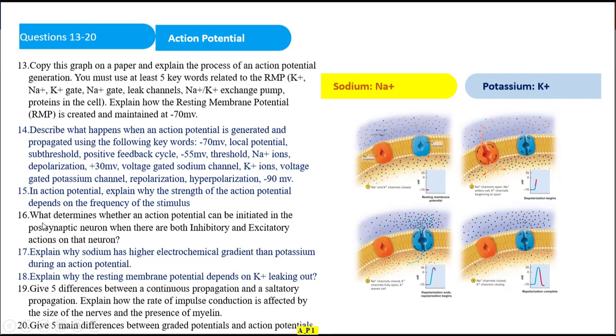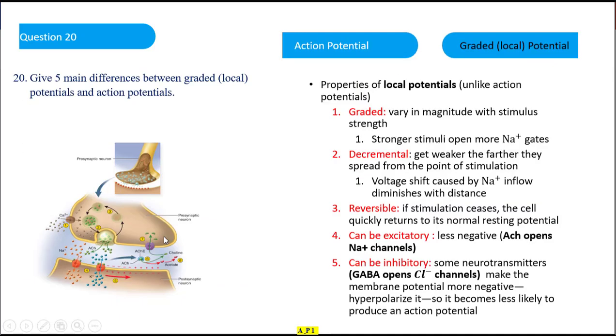Now, question 16 says, what determines whether an action potential can be initiated in the postsynaptic neuron when there are both inhibitory and excitatory inputs? Let me explain what inhibitory and excitatory mean. When a neuron talks to another neuron, we call the junction a synapse. The first neuron is called the presynaptic and the second one is called the postsynaptic. Depending on the neurotransmitter being secreted, that neuron can make the next neuron excited or it can stop it from even working.